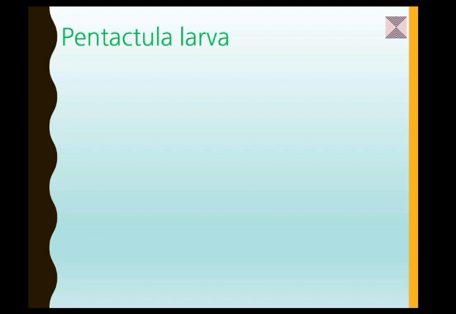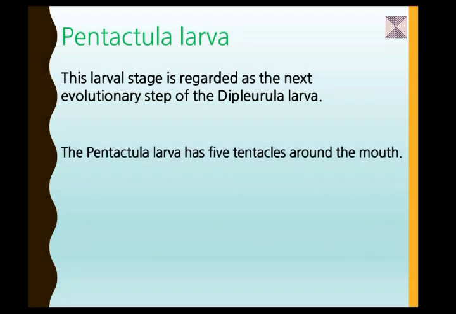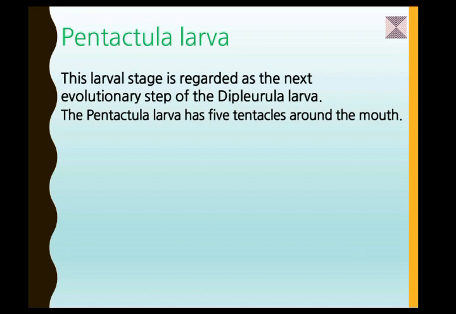Now, students, we have another form which is called the Pentactula larva. This larval stage is regarded as the next evolutionary step of the Dipleurula larva. One line we have seen is that we have a Dipleurula, a Bipinnaria, and a Brachiolaria larva. So that was one line. Here also, the Dipleurula stage develops into a Pentactula larva in some of the forms. This larva has 5 tentacles around the mouth. That is why we call it the Pentactula larva.